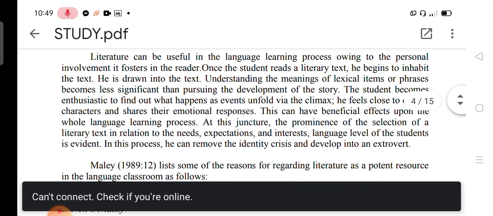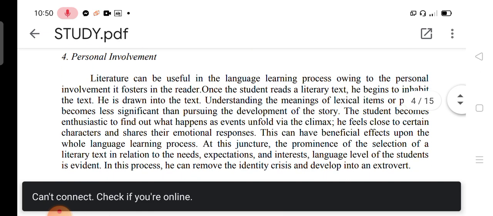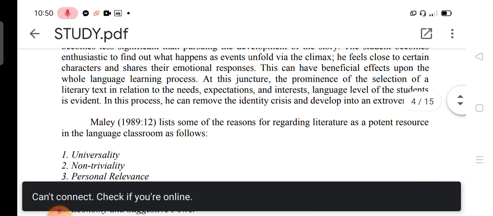This can have beneficial effects upon the whole language learning process, because they're more attached to the characters. At this juncture, the prominence of the selection of a literary text in relation to the needs, expectations, interests, and language level of students is already evident. So in this process, he can remove the identity crisis and develop into an extrovert. They're no longer introverted, because they become one with the character. They empathize with the character, and thus they somehow understand a part of themselves through literary works, because they are more personally involved in the story.